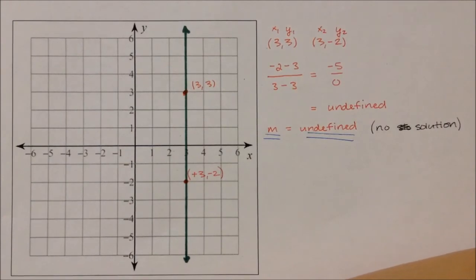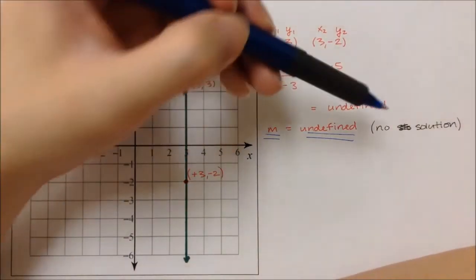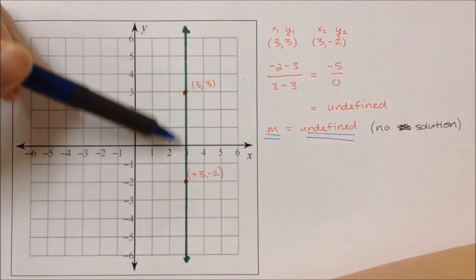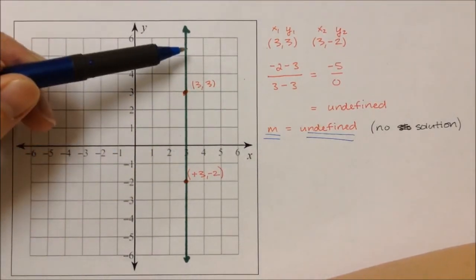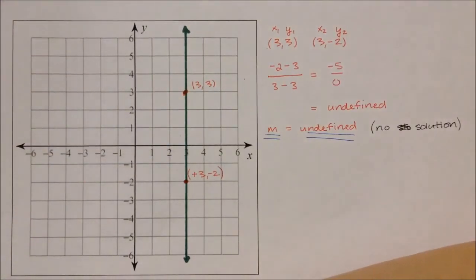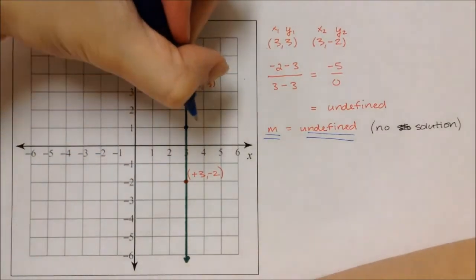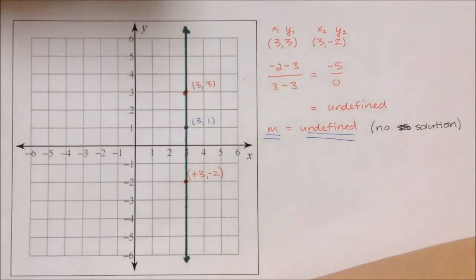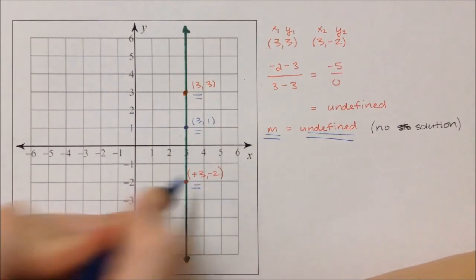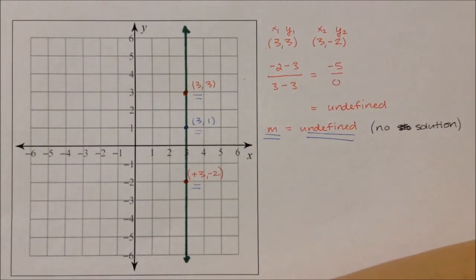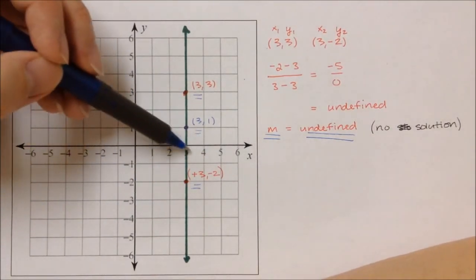But we can still write the equation for this one. Even though the slope is undefined, meaning no solution, we can still write the equation for this graph line. As you examine this graph line, we see that it goes through the x-axis. Say I want to mark another point, our third point, (3, 1). What's in common with all three is the x value. They all have 3 as the x value.